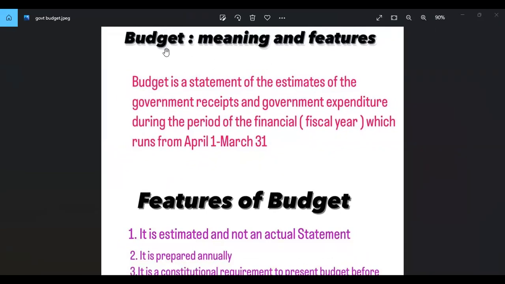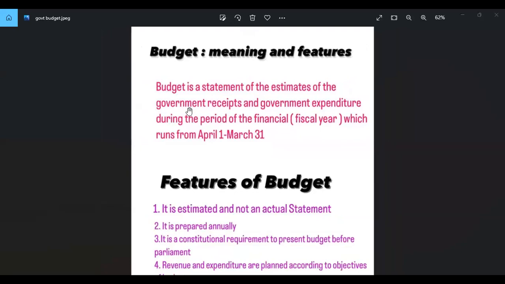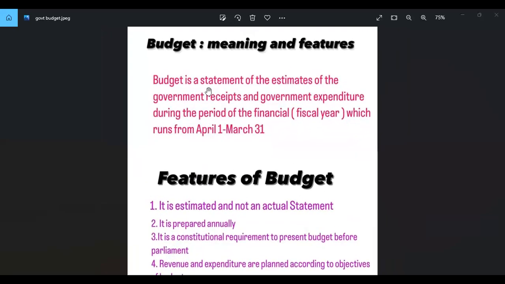Okay, so first, what is budget? The meaning and the features. This is the meaning and these are the features. So basically, budget is a statement of the estimates of the government receipt and government expenditure.